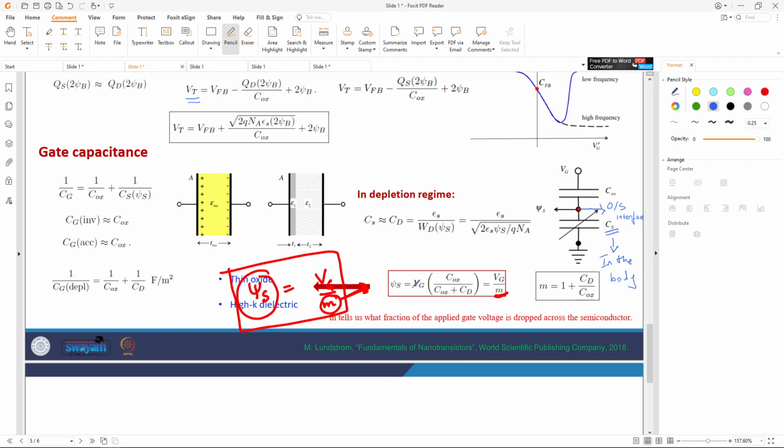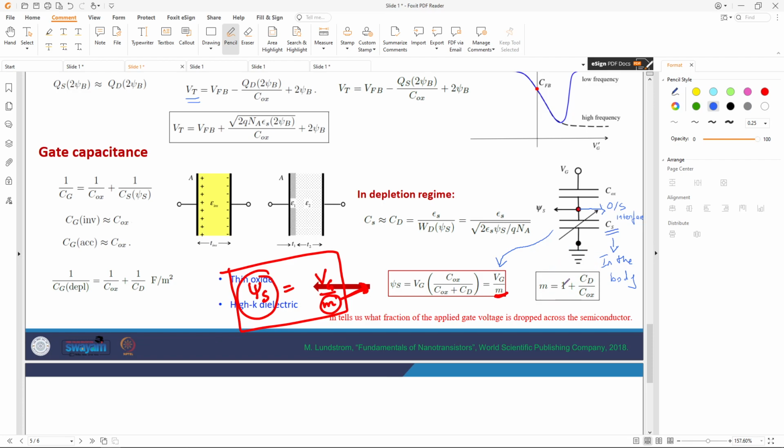Okay, so this is the voltage at this point, psi s, based on this diagram. From this we derive what is known as the body coefficient. The body coefficient is essentially the ratio between the depletion capacitance and the oxide capacitance. So M is equal to 1 plus CD upon Cox. Exactly. That's all, it is just replaced with that.